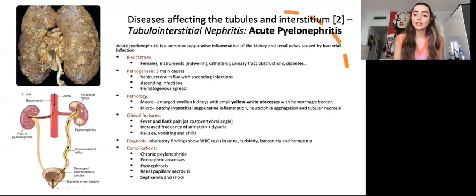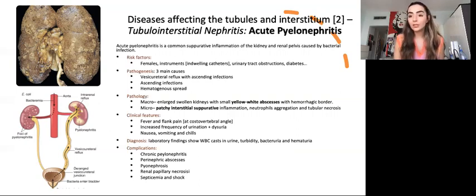Then we also have ascending infections. This is the most common one in women. They ascend via the urethra into the bladder, and they cause cystitis and urethritis. And then hematogenous spread, which is not very common, and this is associated mostly with Staphylococcus aureus.